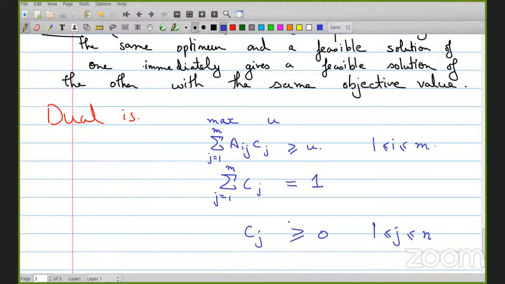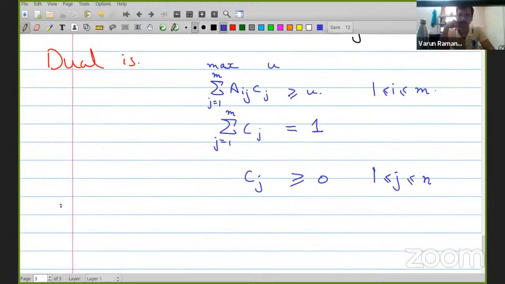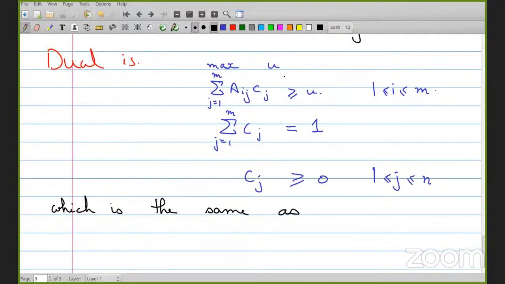Okay. Now do you see something? What is the dual? It's exactly the RHS, by the same argument we did earlier. This u is basically going to be, the optimizing u is going to be the minimum of the a_ij c_j. So the whole thing becomes max over c in delta_n, min over 1 less than or equal to i less than or equal to m of e_i transpose A c.